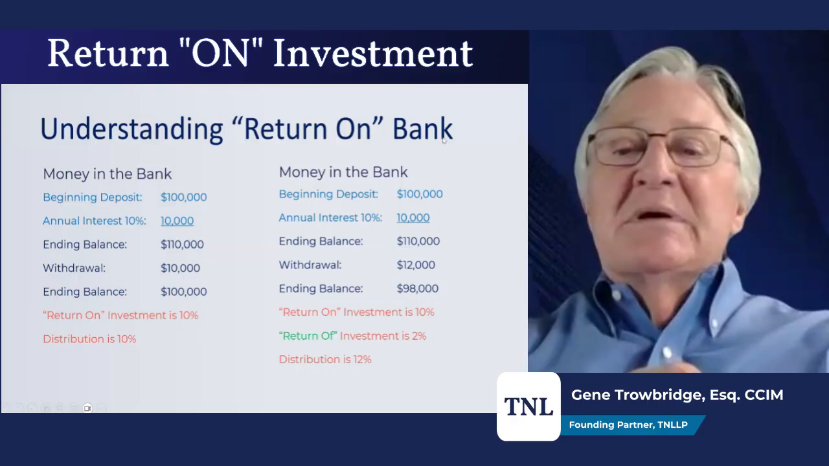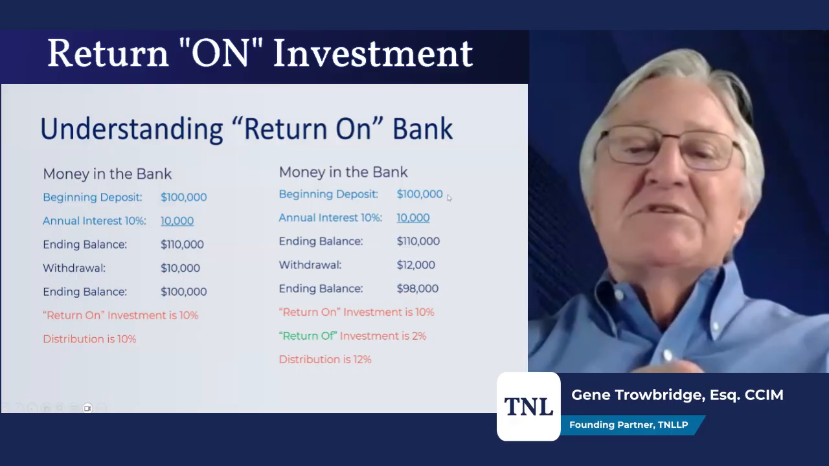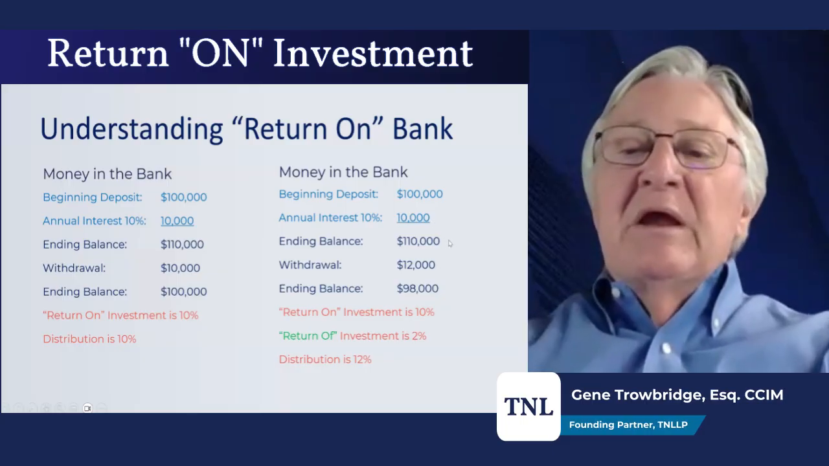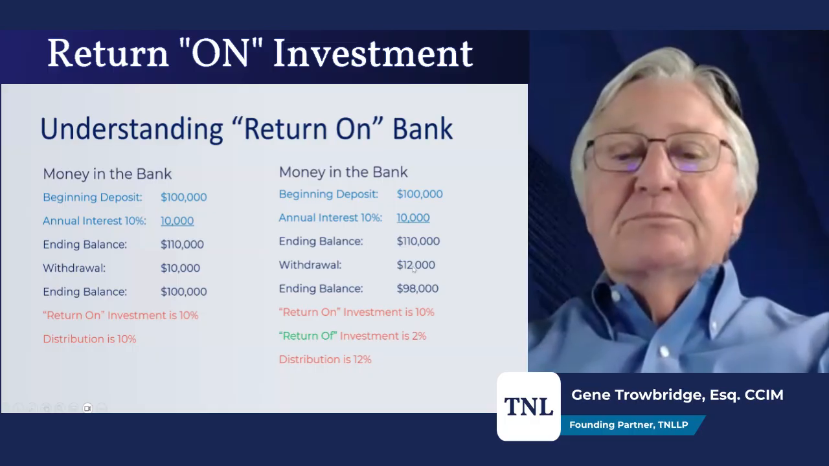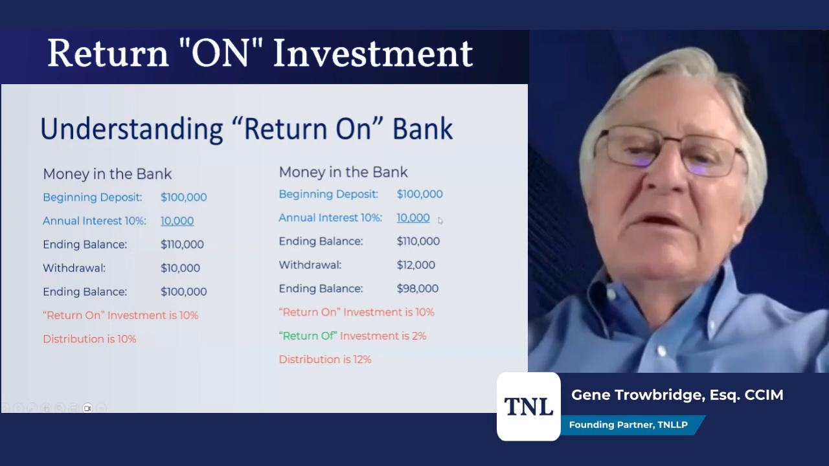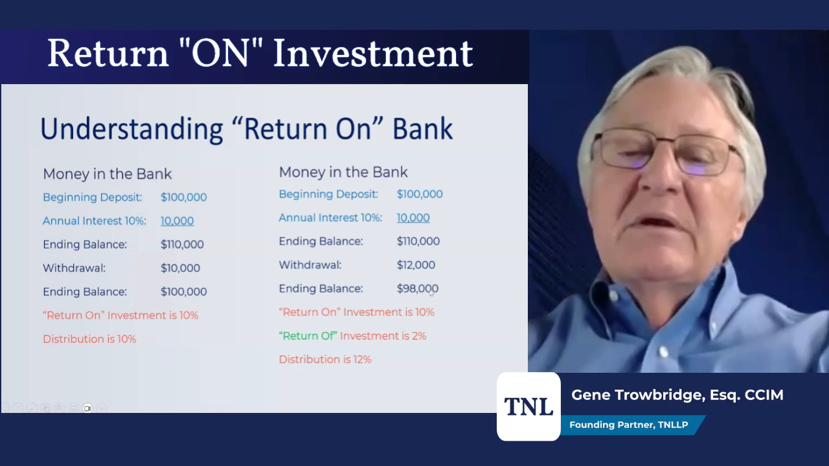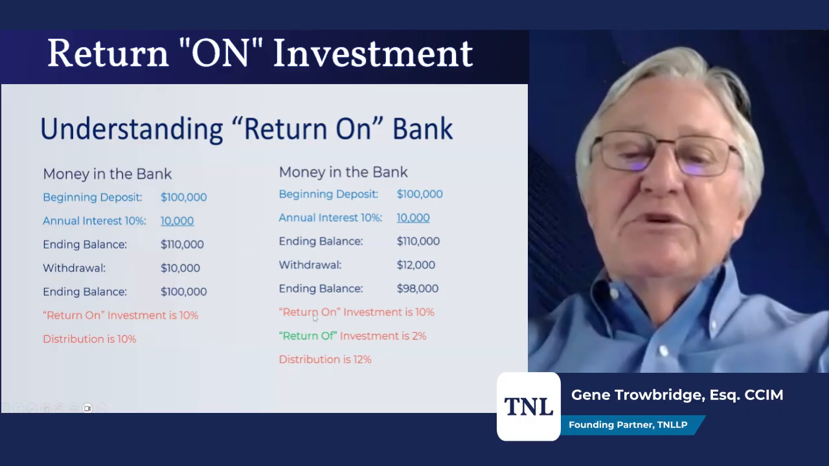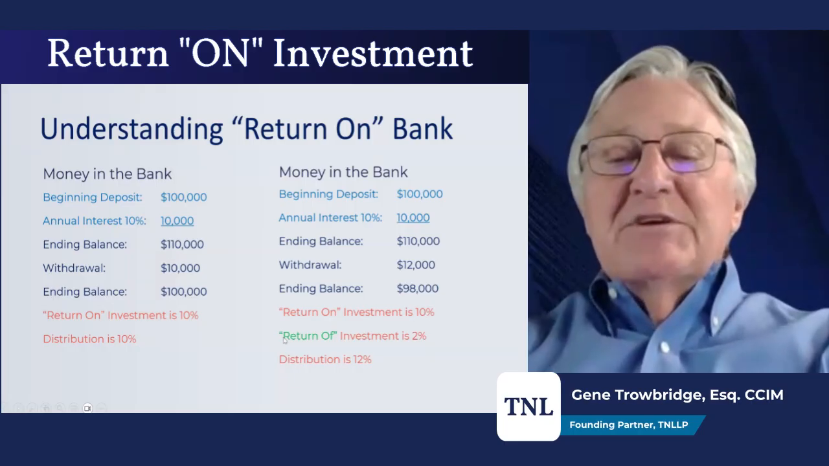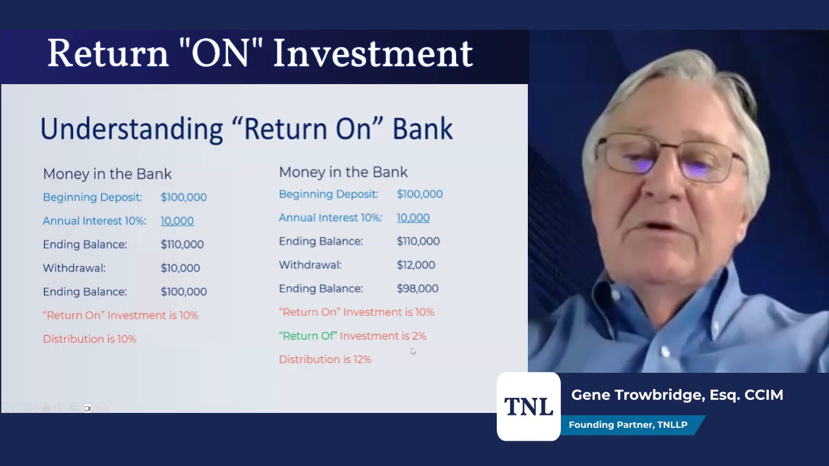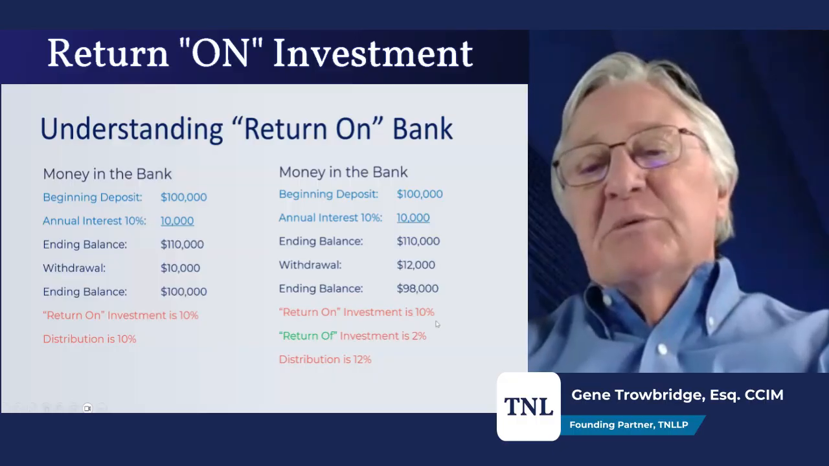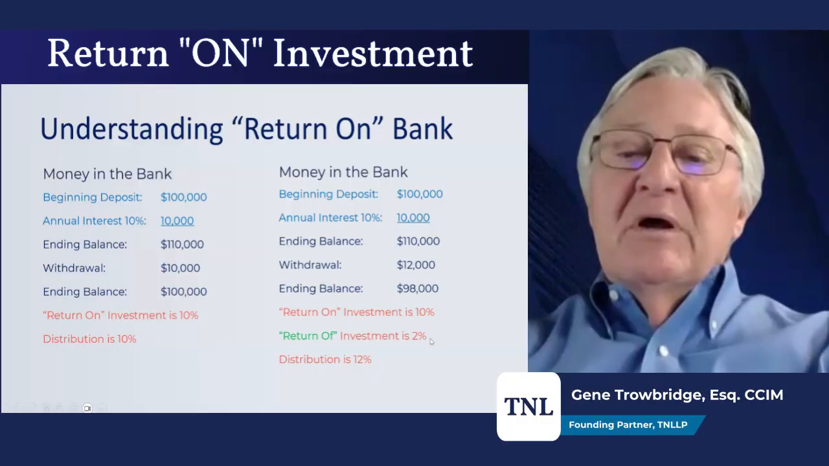Okay, that makes sense. Now let's look at this example. You put $100,000 in the bank, they pay you $10,000. You go down to the bank, there's $110,000 in the bank, and you withdraw $12,000. Your ending balance is $98,000. So it makes some sense that you've taken some of your $100,000 out, right? So when you took the $10,000, there's your return on investment of 10%. The extra $2,000 is a return of your investment. 2 different things. The distribution is 12%, yes, but your return on is 10 and your return of is 2.